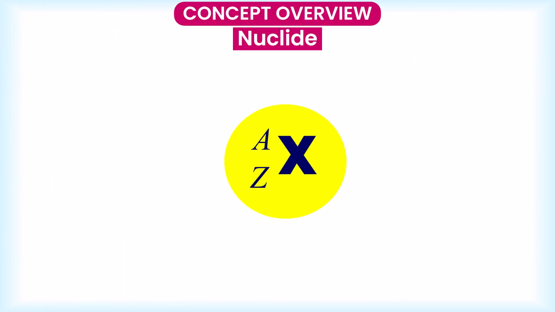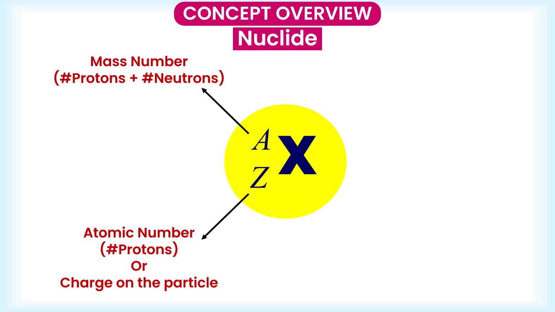Let us now understand how to represent a nuclide and other particles. In nuclear chemistry, our focus is mainly on the nucleus of the atom. Such species are called nuclides. A nuclide represents only the nuclear part of an atom. While dealing with nuclides, we generally do not consider the electrons. A nuclide is commonly represented by specifying its mass number and atomic number.